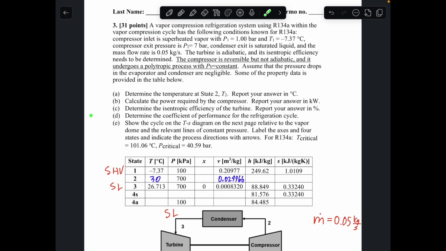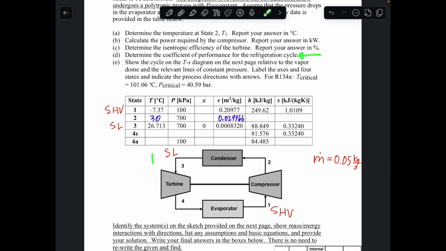Now on to part D, we are asked to determine the coefficient of performance for the whole refrigeration cycle. So when we're looking at performance parameters for the whole cycle, now we want to take a step back and look at our whole cycle as our system. And so we'll look at what's happening with the heat transfers across the boundary of the whole system and the net work term that we're putting in.